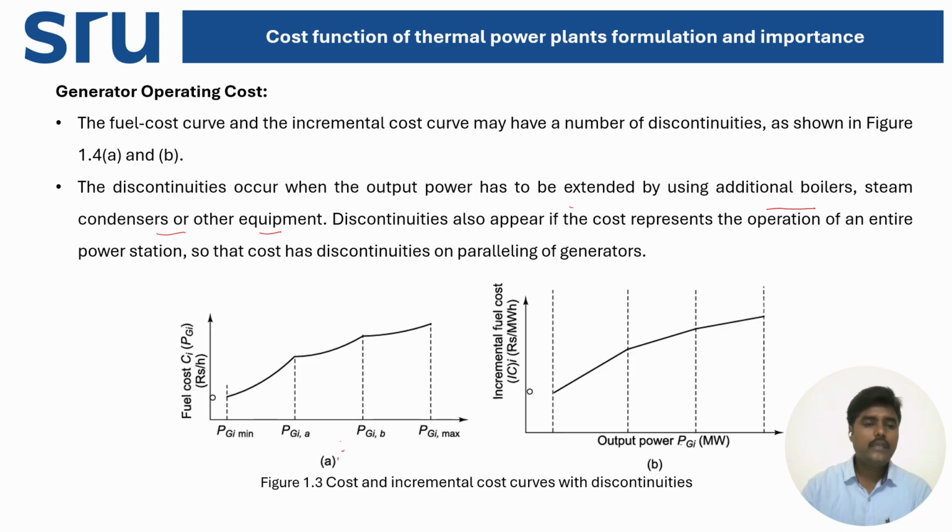In 1.3a, you can see there are discontinuities in the fuel cost curve, because whenever we want to switch on one more unit, we don't have any smooth variation in the fuel cost. Similarly, the incremental fuel cost also will have some sort of discontinuities. So this curve represents the practical case.